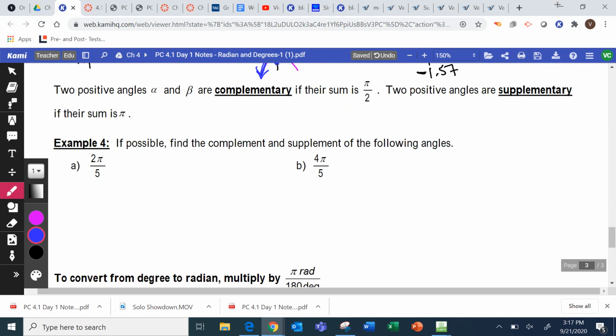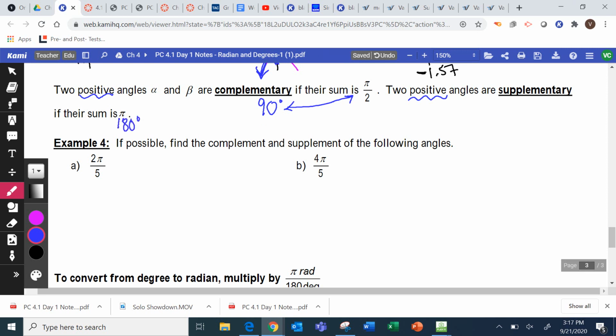All right, the next section, 2 positive angles, alpha and beta, are complementary if their sum is pi over 2. So complementary, we remember from geometry, hopefully, would be the sum would be 90 degrees. Well, now we're doing it in radians, so 90 degrees, pi over 2, those are equivalent. 2 positive angles are supplementary if their sum is pi. So again, pi is 180 degrees.